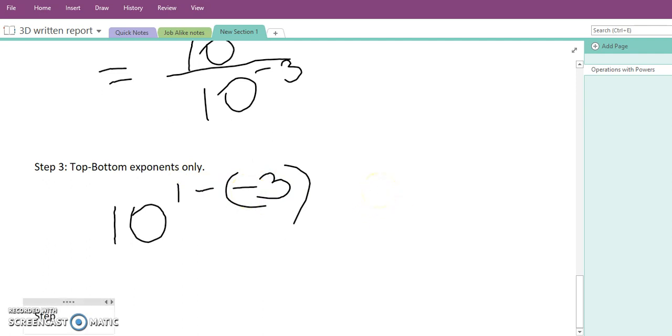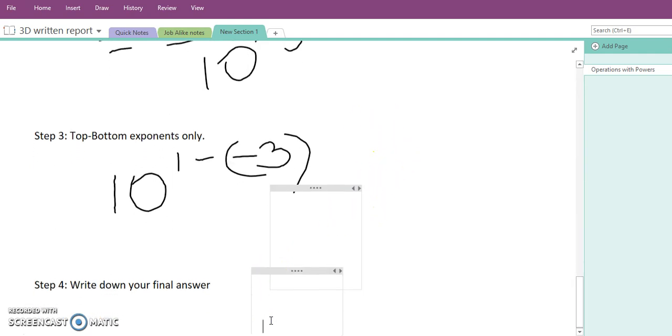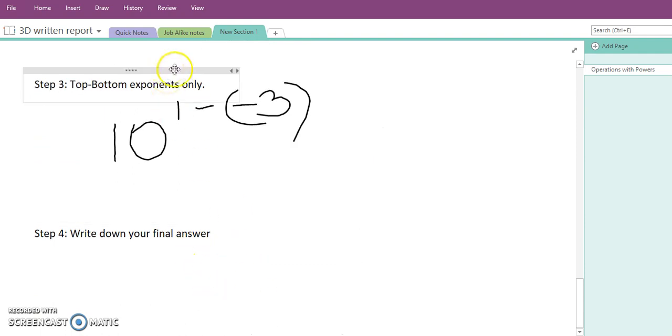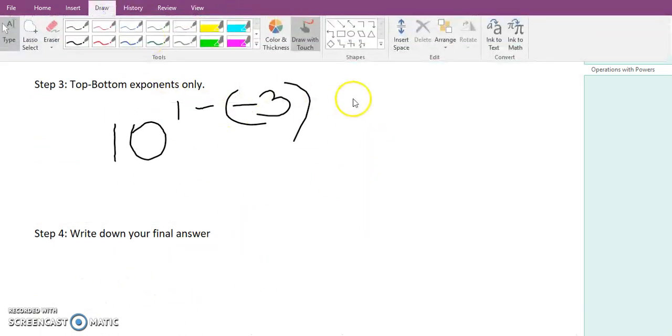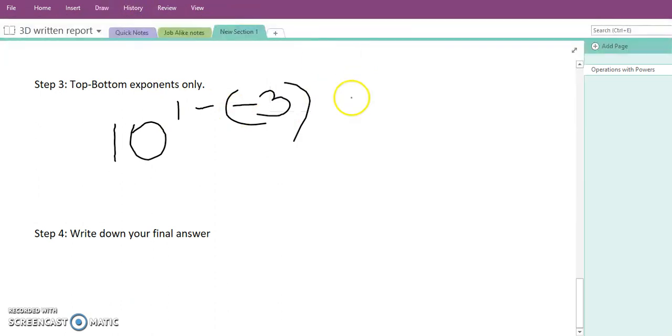So step 4, write down your final answer. Once again, extremely simple. All you have to do is subtract two numbers. There is nothing more to it. So my final answer in this case is 10 to the 4. Very, very, very straightforward, okay?